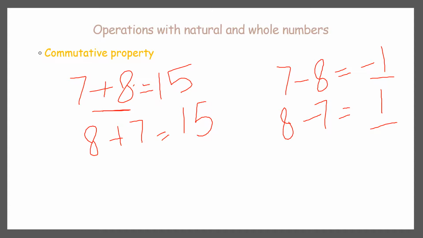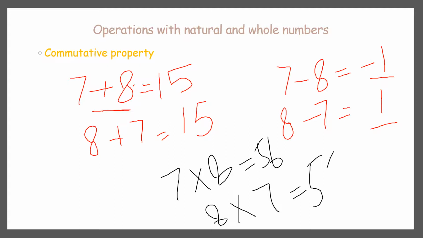And now let's see for multiplication. If we multiply 7 and 8, the answer is 56. And if I multiply 8 with 7, then the answer is again 56. So the commutative property holds for addition and multiplication, but it doesn't hold for subtraction. It does hold for addition and multiplication, because when we change the order while multiplying two numbers, the result doesn't change, it remains the same.